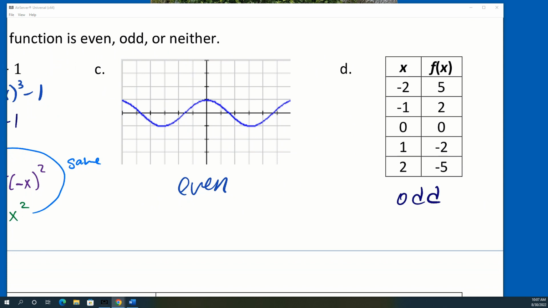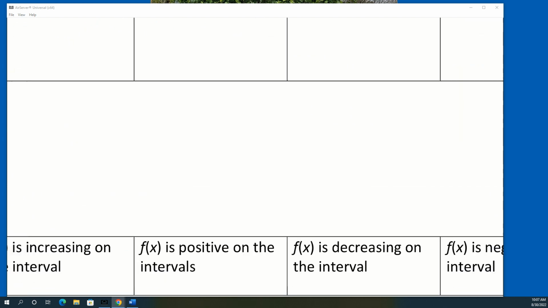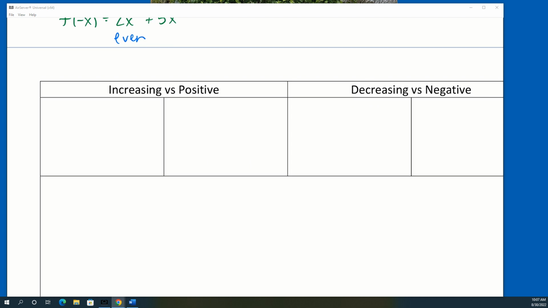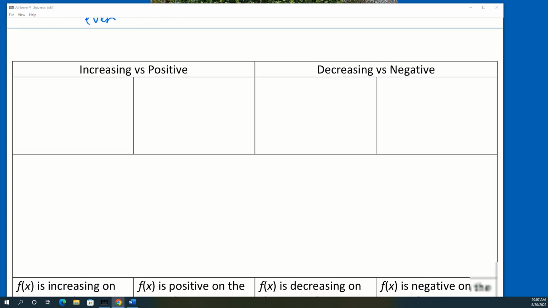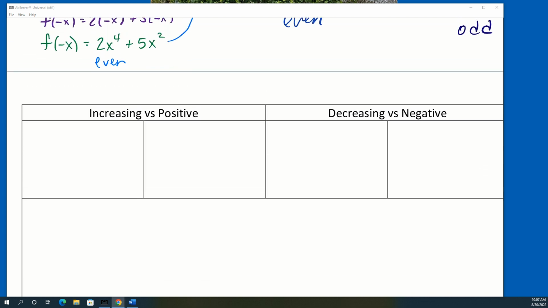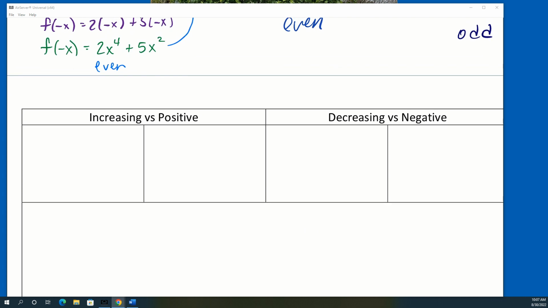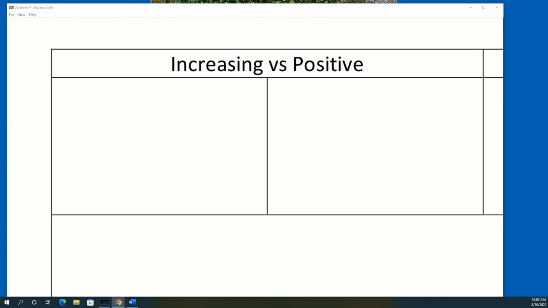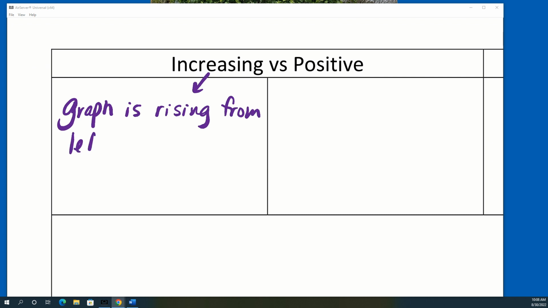That's important. Okay, the other thing we're going to talk about today are where graphs are positive and negative. Now, I didn't want to do this on the same day as increasing or decreasing because it's really easy to get those things mixed up or think that increasing means positive, and it doesn't. So for increasing, a graph is going to be increasing if it's rising from left to right. So the graph is rising from left to right.